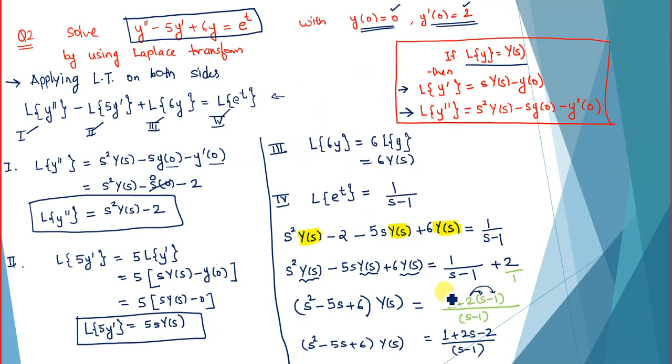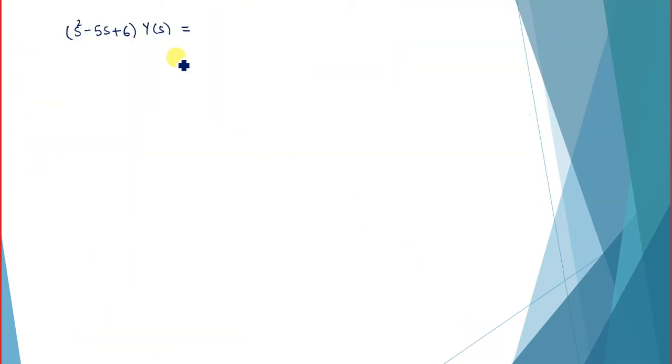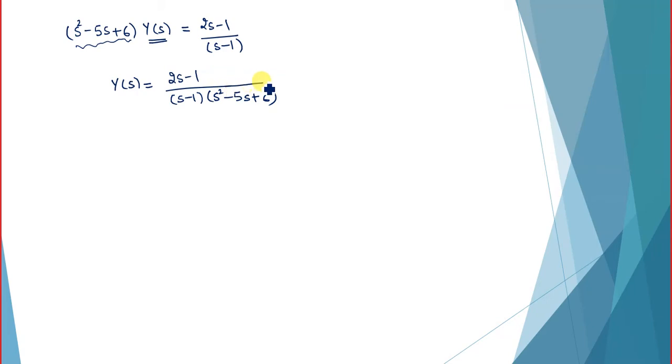s square minus 5s plus 6 times y of s equals, from the previous screen, 2s minus 1 over s minus 1. Right? Now, what will be the value of y of s? To get y of s, we divide both sides by this term. So it gives you 2s minus 1 over s minus 1 times s square minus 5s plus 6.